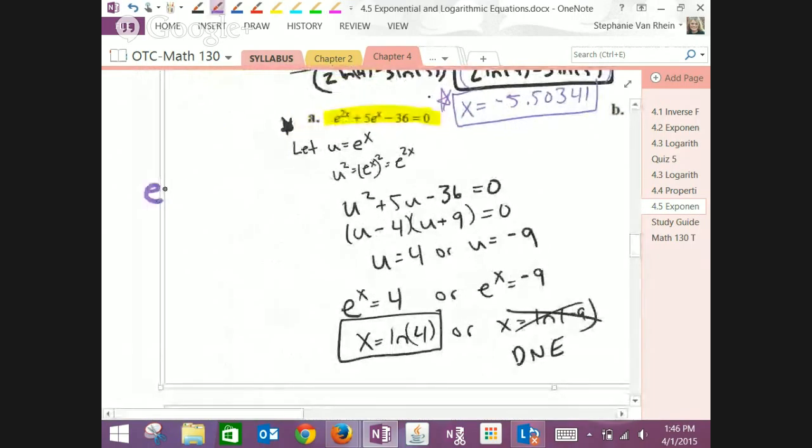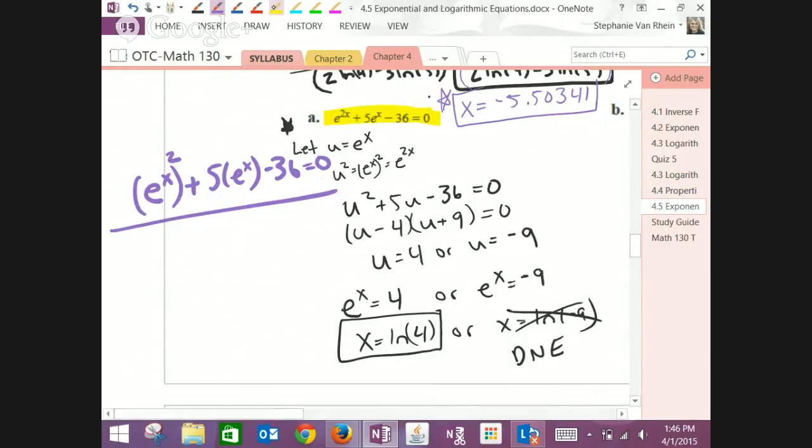What I'm doing here is e to the x squared plus 5e to the x minus 36 equals 0. So this e to the x is my variable. Sometimes it gets complicated, and that's why I think it's weird seeing it this way. If we let it be u, we see it exactly like we do in Math 110. We can solve it from Math 110 and then back substitute e to the x equaling that. But yeah, you're right.